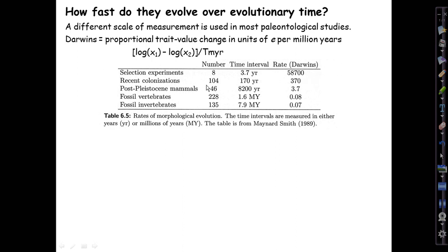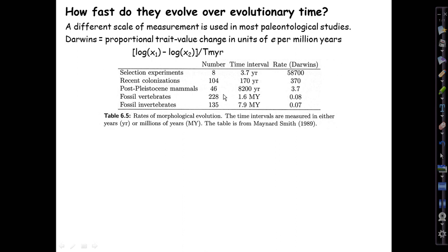Recent colonizations, accidental introductions of plants or animals into islands or continents where they hadn't previously naturally existed, have happened. Many of them have happened, and quite a number have been documented with data about trait values and their rates of change. And they tend to produce quite substantial speeds of morphological change on timescales of the order of a century or two, in the hundreds of Darwins.